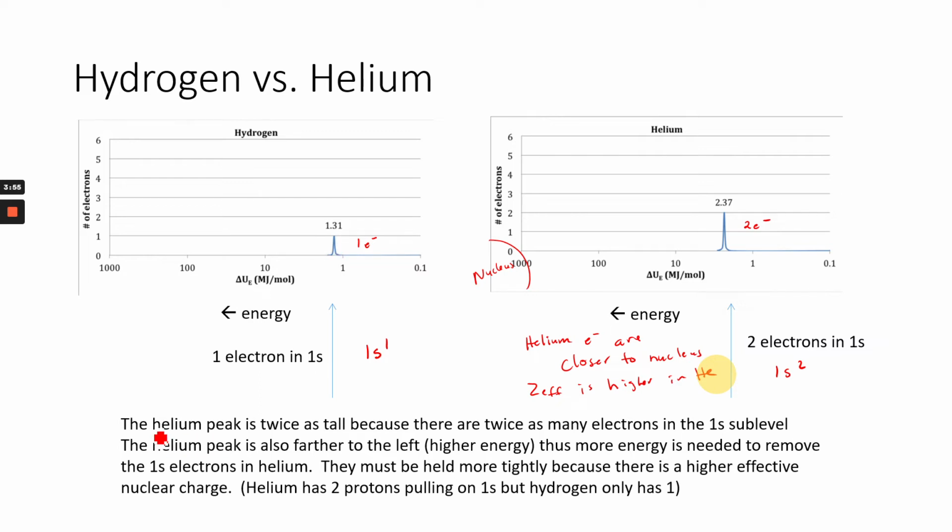So if you look down here, it sums it up. The helium peak is twice as tall because there are twice as many electrons in the 1s sublevel. The helium peak is also further to the left at higher energy. So you need more energy to remove the helium electrons. And this is because they are held more tightly, because they have a higher effective nuclear charge. Remember, helium has 2 protons, where hydrogen only has 1. So you can learn from the height how many electrons are in that sublevel, and from the location on the x-axis, what its ionization energy is.